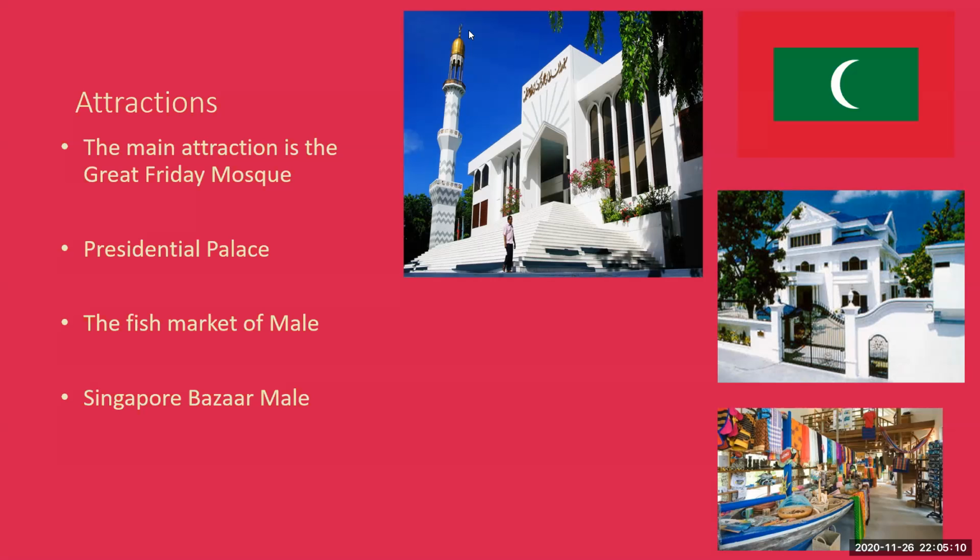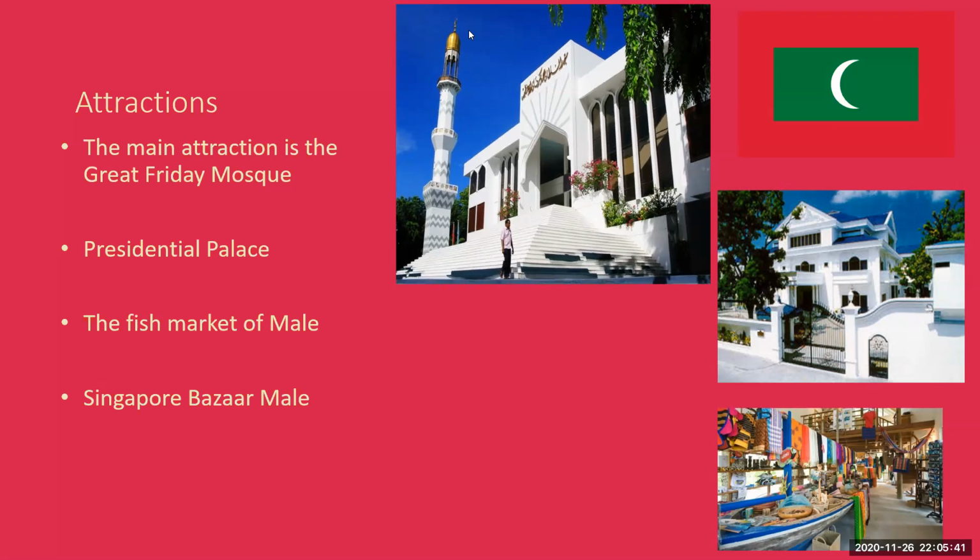by attraction. What can also be said is that the main attraction is the Great Friday Mosque. As you can see, there is a flag, and on that we can see the emblem of Muslim. That's why the main attraction is the Great Friday Mosque. Next one can be considered as the Presidential Palace, and it's also one of the attractions there.